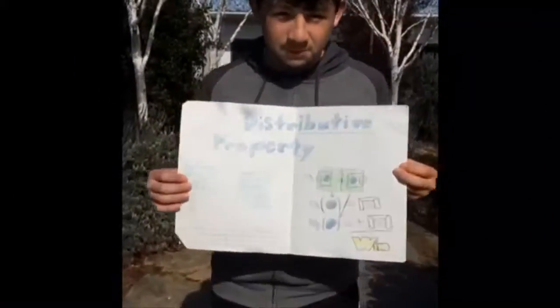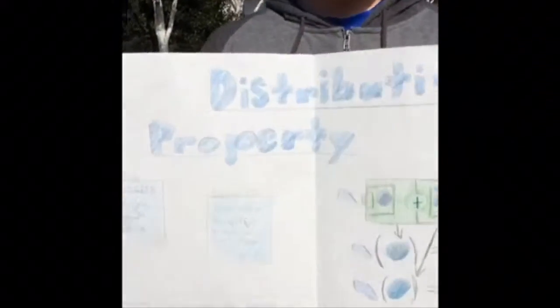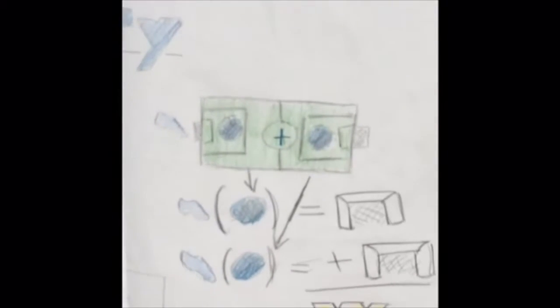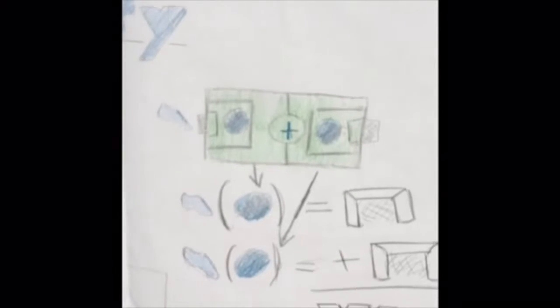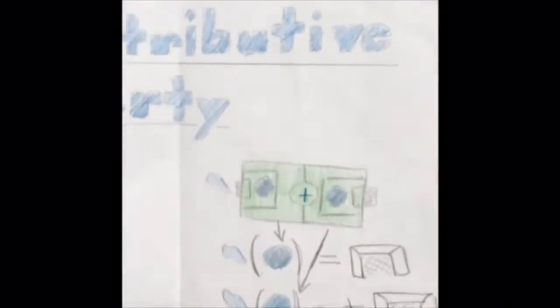So I'm doing distributive property. It's when you multiply the outside number by the inside of the parentheses. So it's a shoe times a soccer ball, and a shoe times another soccer ball, and you get your goal, which is the sum of the two answers, and you add up the two soccer goals, which is the add up to the two sums, and you equal a win, which is the total answer.